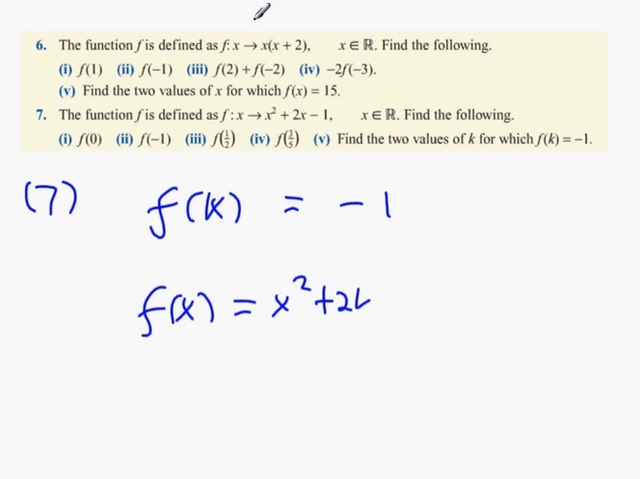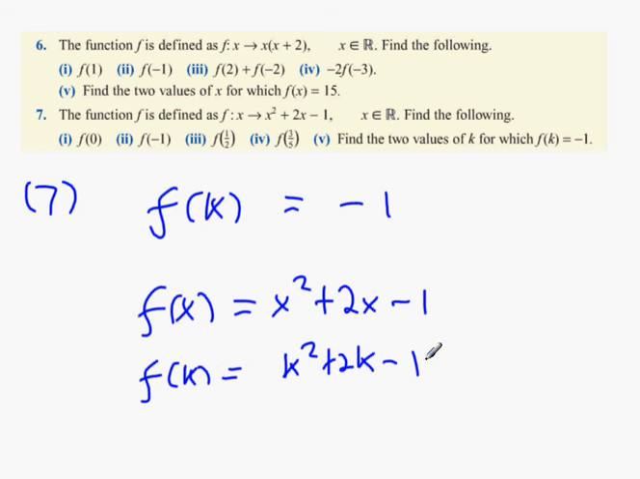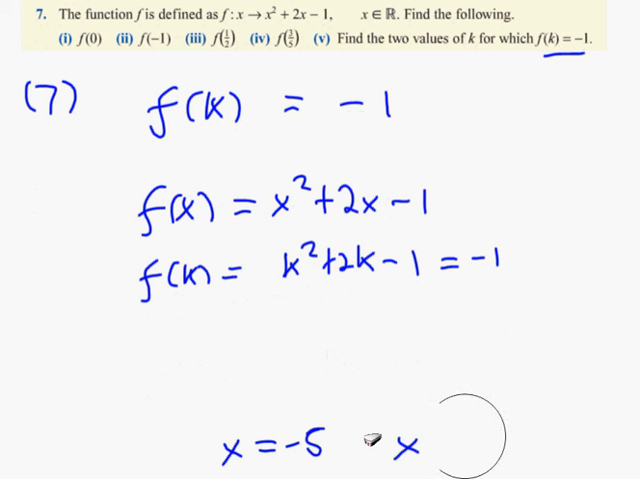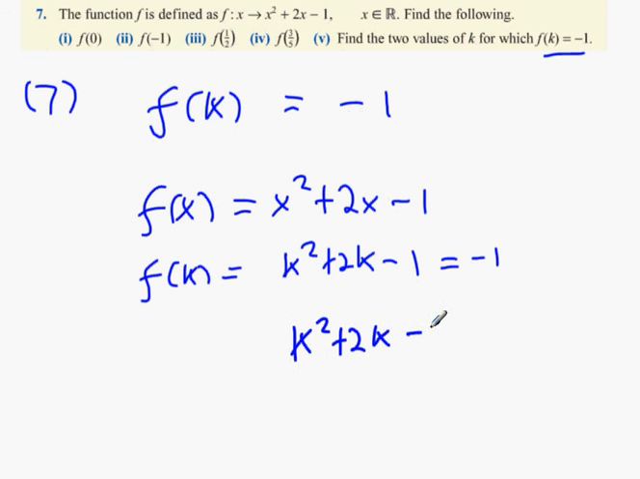The same thing, except you replace x with k. So if f(x) is that, f(k) has to be k squared plus 2k minus 1. What are you told about this thing though? What are you told about the answer? The answer is minus 1. Bring the minus 1 over, and what happens then? You get k squared plus 2k minus 1 plus 1 equals 0. You get k squared plus 2k equals 0.